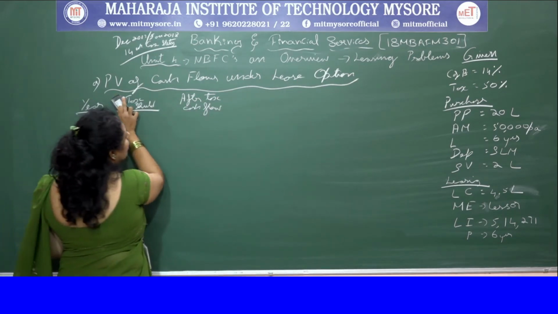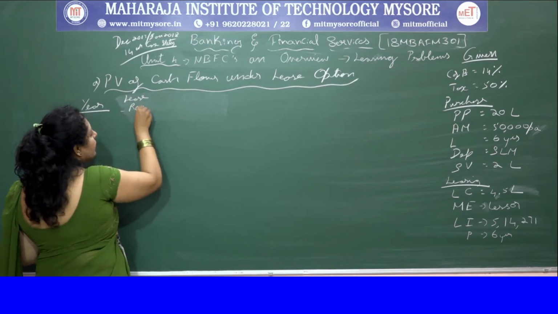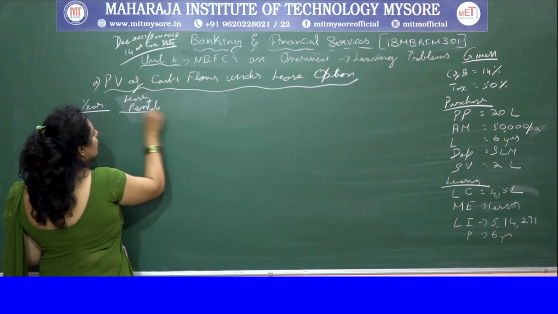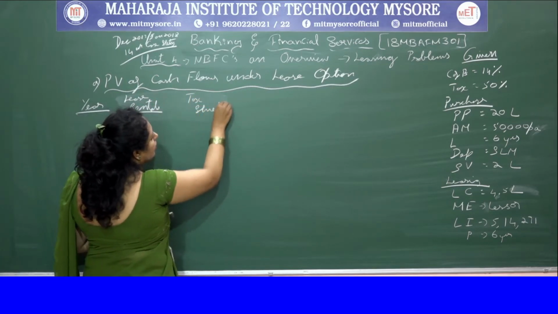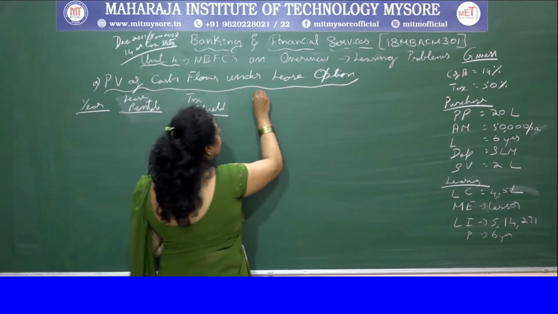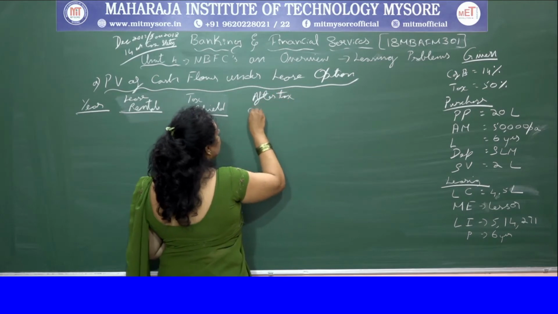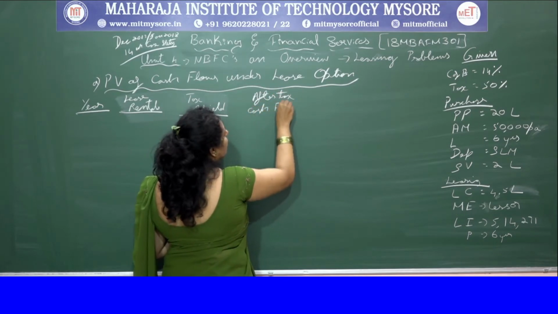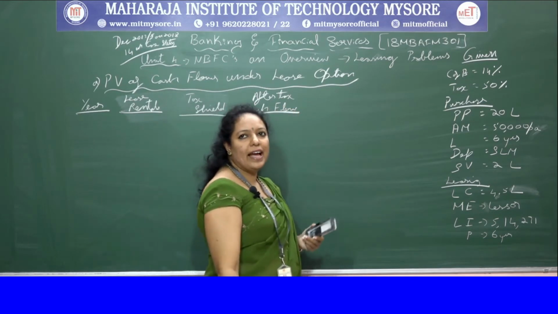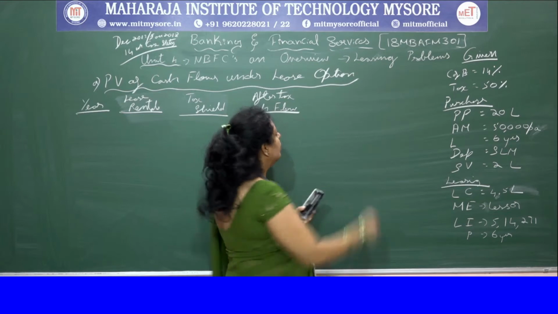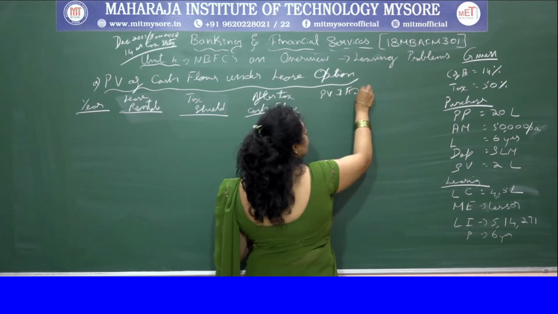After year we need to pay lease rentals, then tax shield, after tax cash flow, and then we have present value interest factor, present value interest factor at 7%.